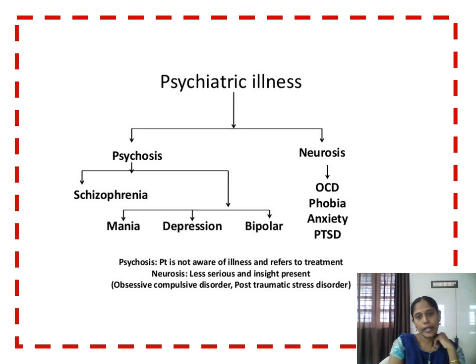Before going to antipsychotic agents proper, you should know the types of psychiatric illness. They can be broadly classified into psychosis and neurosis. The diseases under psychosis include schizophrenia, mania, depression, and bipolar disorder, which comprises both mania and depression. The neurotic disorders include OCD, that is obsessive compulsive disorder, phobia, anxiety, and post-traumatic stress disorder. So what is the difference between psychosis and neurosis?